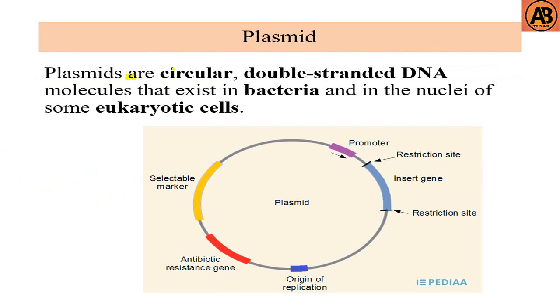Plasmids are circular double-stranded DNA molecules that exist in bacteria and the nuclei of some eukaryotic cells. Here you can see the plasmid. This is the origin of replication, antibiotic resistance gene, selectable marker, restriction site, gene insertion, restriction site, and this is the promoter. So this is the picture of a plasmid vector.